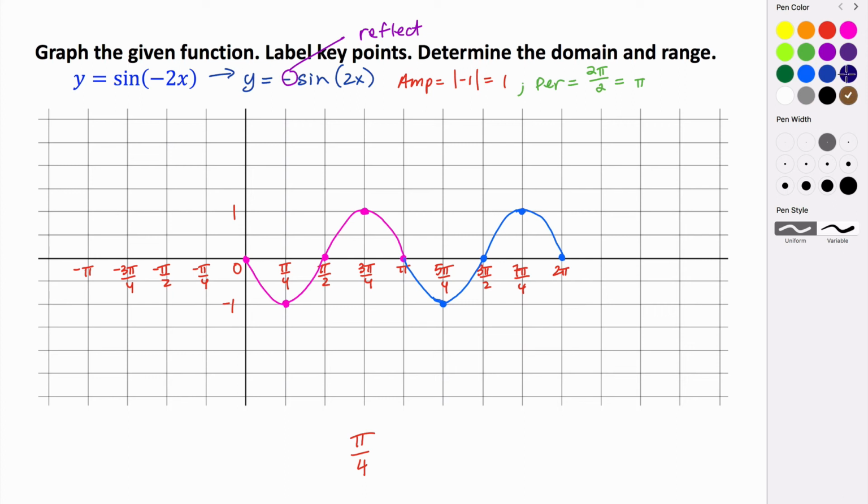Just like before, the domain is always all real numbers for any sine and cosine function. These cycles are just going to repeat over and over again in both the positive and negative direction. And then our range is from our maximum to our minimum. So the range is going to be from -1 to 1, and the domain is all real numbers.